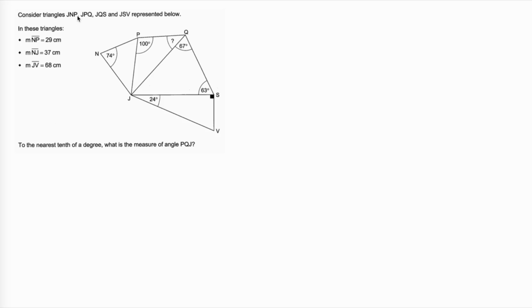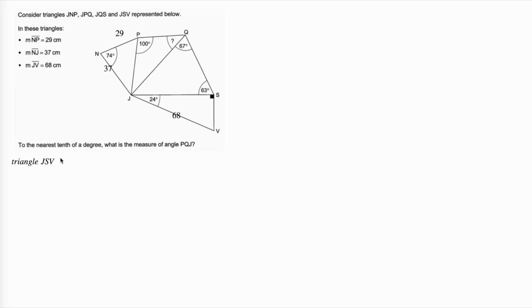Consider triangles JNP, JPQ, JQS, and JSV represented below. In these triangles, NP is 29, N to J is 37, and J to V is 68. To the nearest tenth of a degree, what's the measurement of angle PQJ?